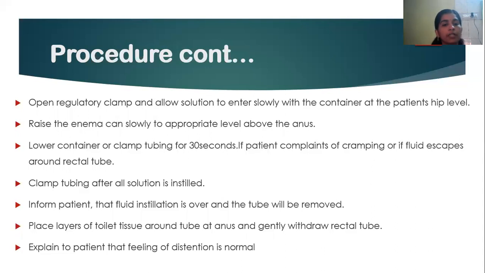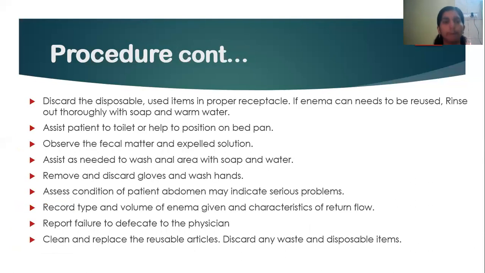Inform the patient that the fluid instillation is over and the tube will be removed. Once the procedure is completed, we should inform the patient, and only then remove the tube slowly. Place layers of toilet tissue around the anus and gently withdraw the rectal tube. Then explain the procedure to the patient, and that a feeling of distension is normal. All parts we should discuss with the patient.